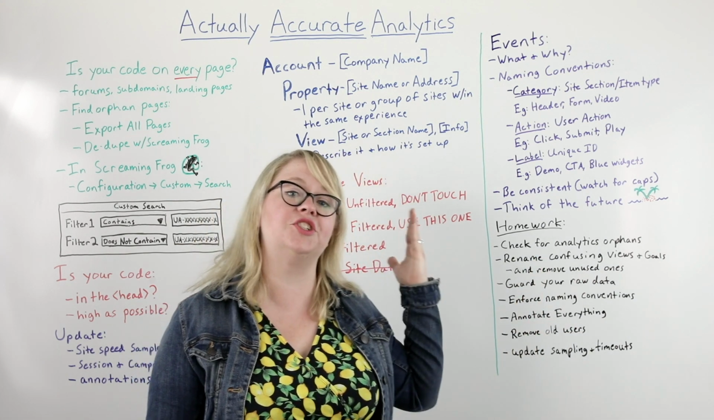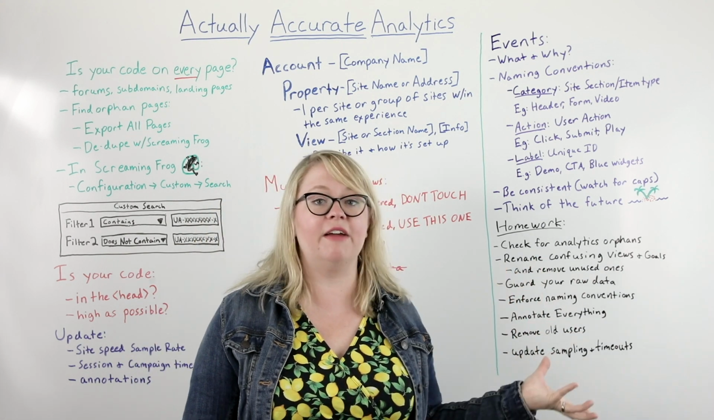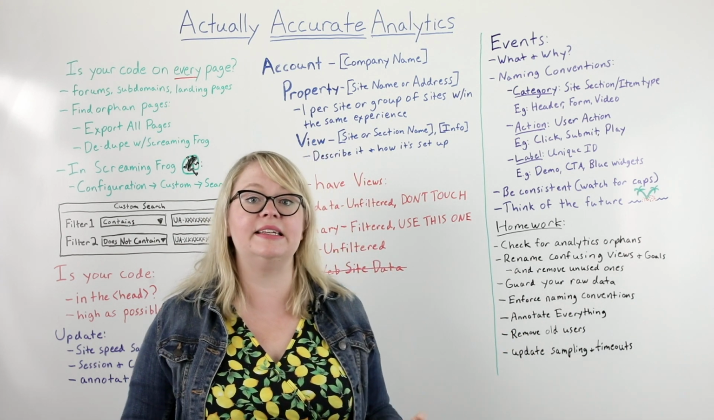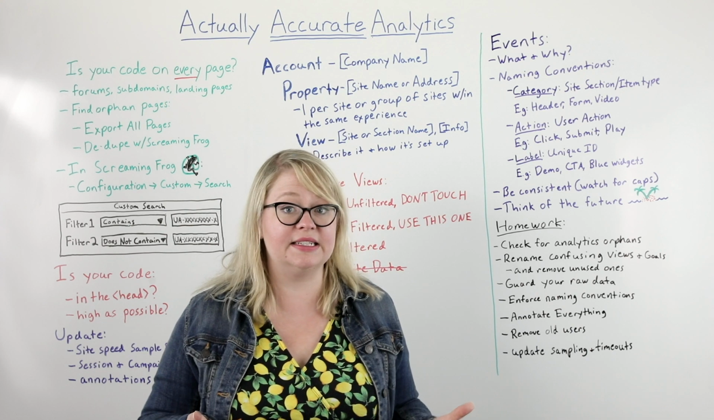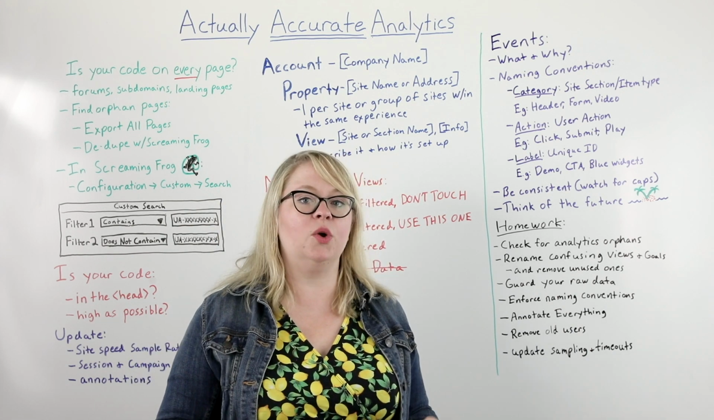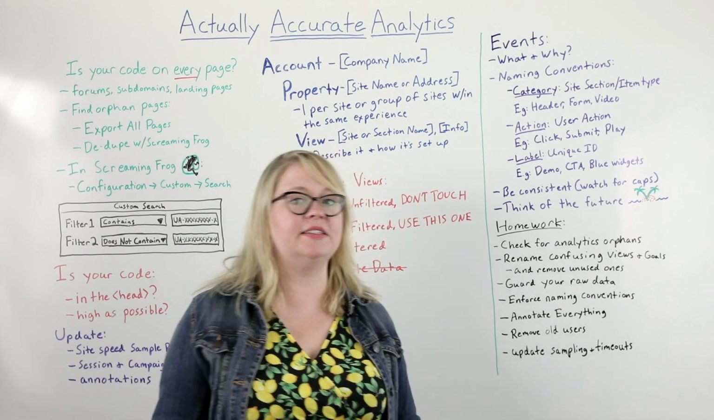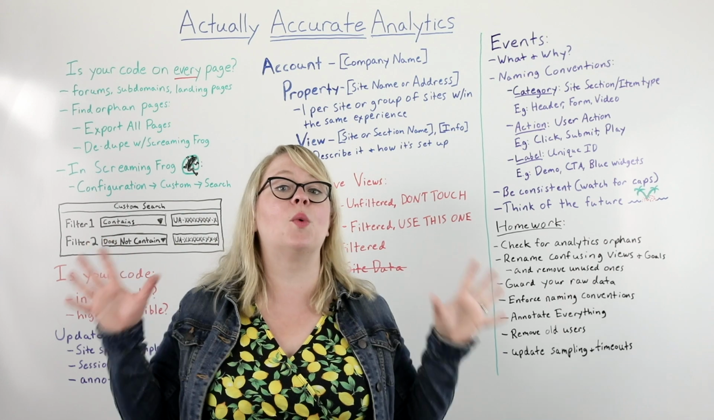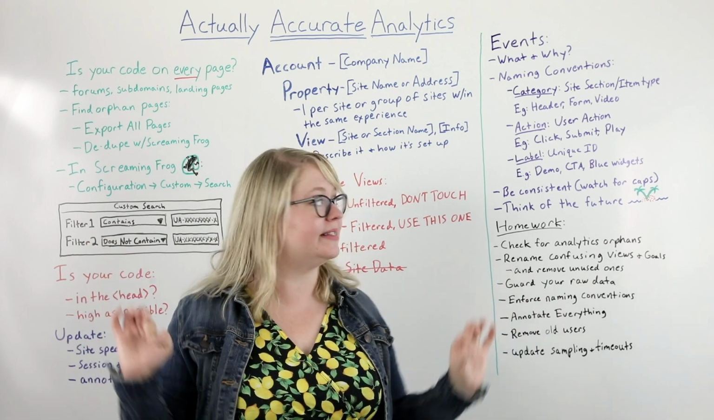A big thing to watch for when you're being ruthless about consistency is capitalization. Capitalization in category, action, and label in event tracking will come back as 2 different things. Capital C and lowercase c category are 2 different things. So make sure as you're creating new events that you have some kind of standardization. Maybe it's the first letter is always capitalized. Maybe it's nothing is ever capitalized. It doesn't matter what it is, as long as it's all the same.